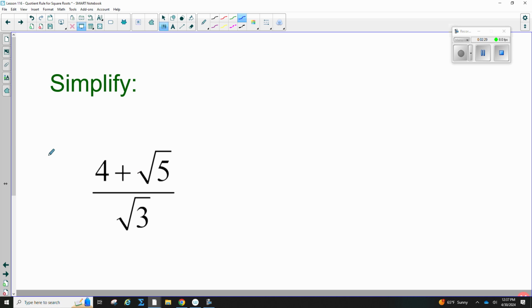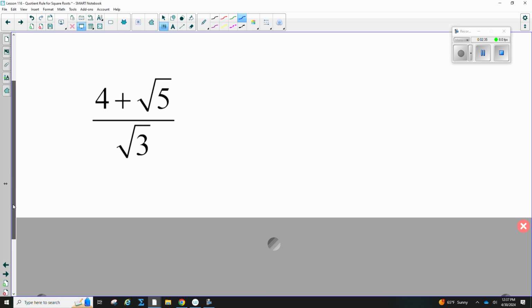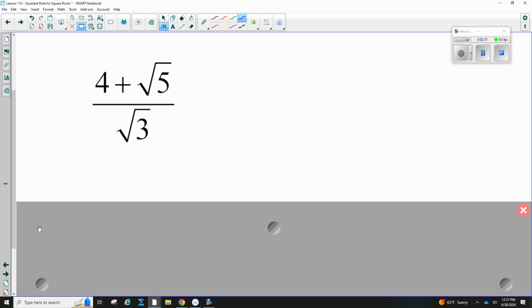What if it looks like this? Okay, so write down 4 plus the square root of 5 all over the square root of 3, and it just says simplify, which means rationalize the denominator and simplify. All right, so I want to get rid of the square root of 3 right here. So what am I going to multiply by? Over the square root of 3. Okay, because this is really equal to 1.